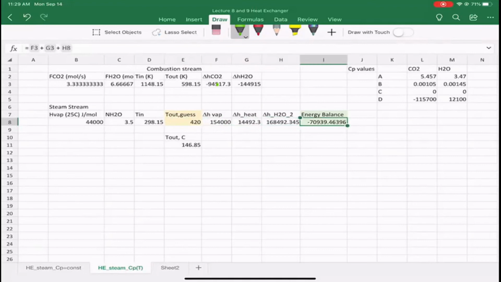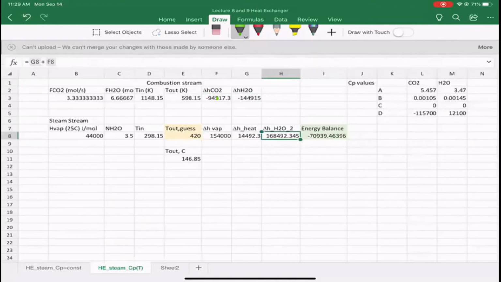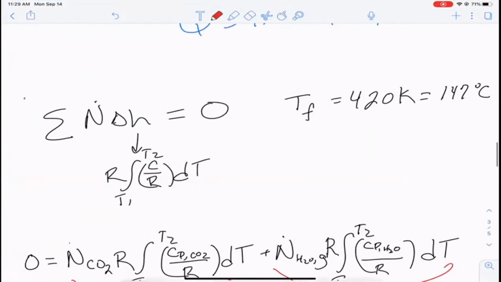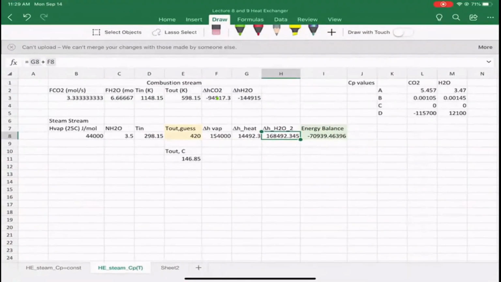And then here's our energy balance, which is just delta H of CO2 plus delta H for water plus delta H for water in the blue stream. So that cell is just this part of that equation, okay? And so now I have one guess or one unknown and one equation. So here in I8 is the result of that equation. So obviously our exiting temperature is incorrect, right? So now we have to solve this problem.